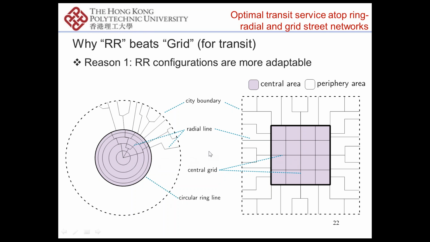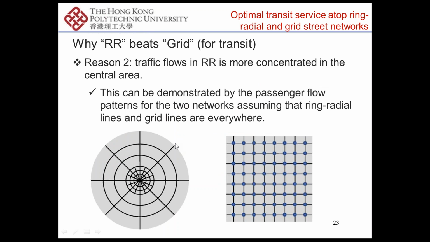So the second one is about the distribution of the passenger flows. To find out the distribution of the passenger flows, we don't consider optimal designs of the transit network. We just assume that there are lines everywhere. There are ring-radial lines everywhere, and there are grid lines everywhere. So the passengers will always choose the shortest path to travel.